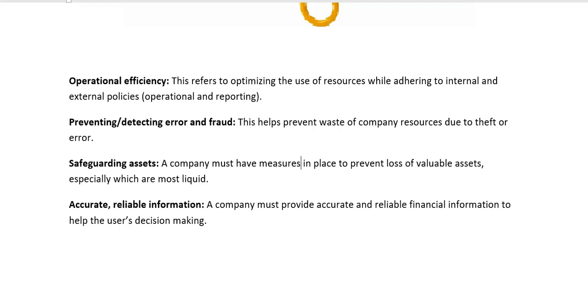And finally, accurate, reliable information. A company must provide accurate and reliable financial information to help the users' decision making. So the more solid your process is, the more you can rely on your information, and that saves costs, especially when it comes to the accounting side of things.